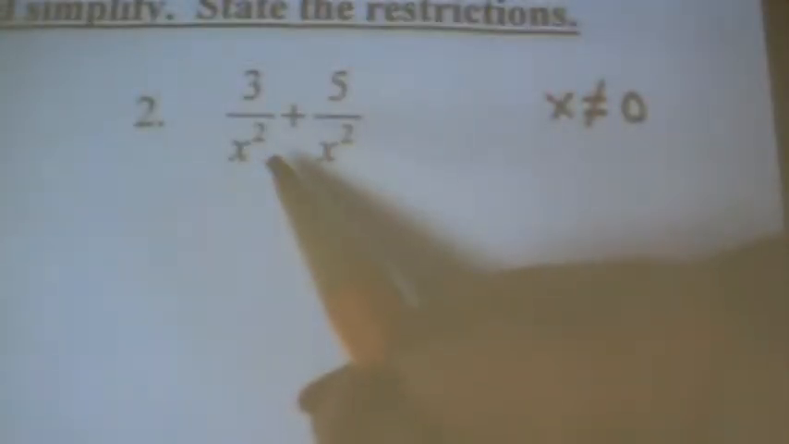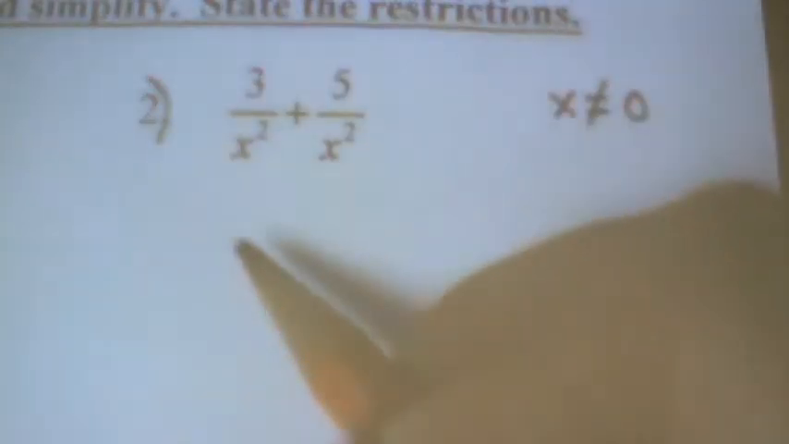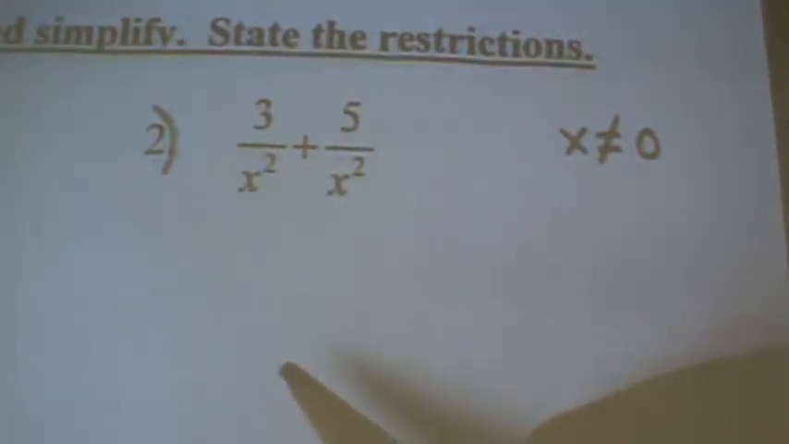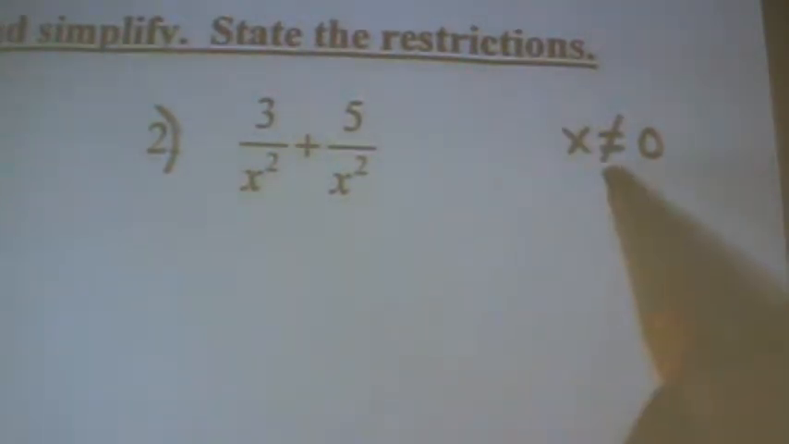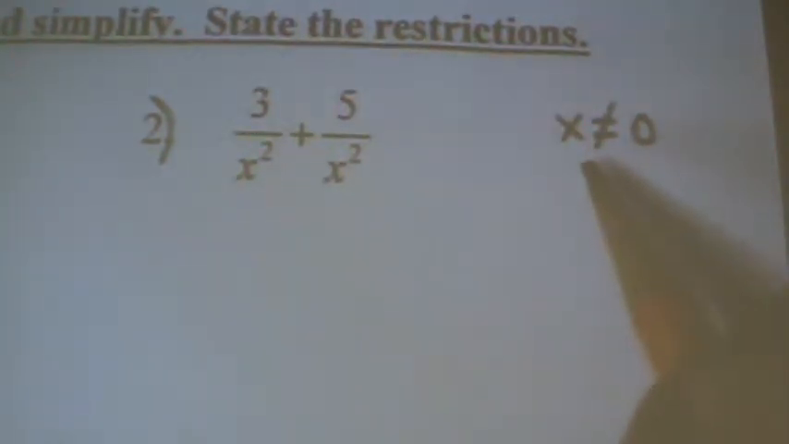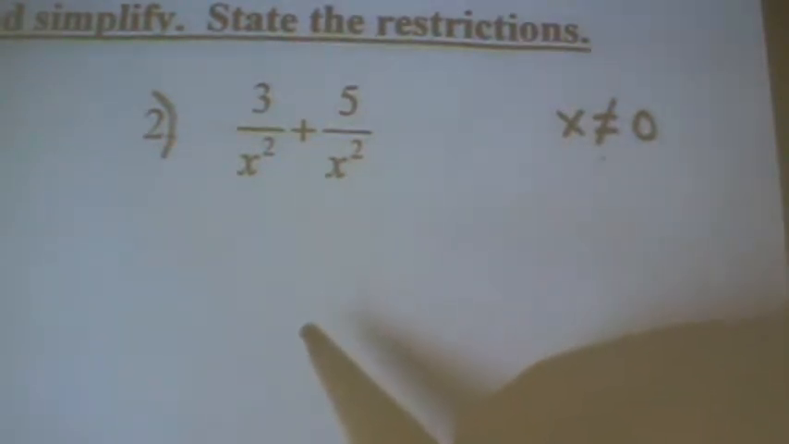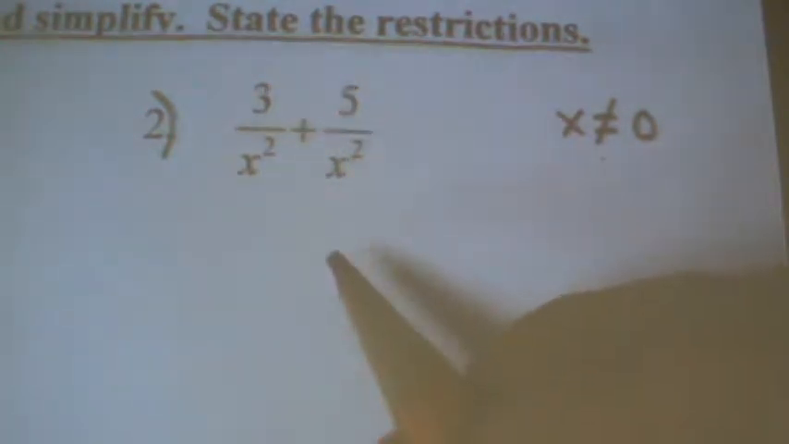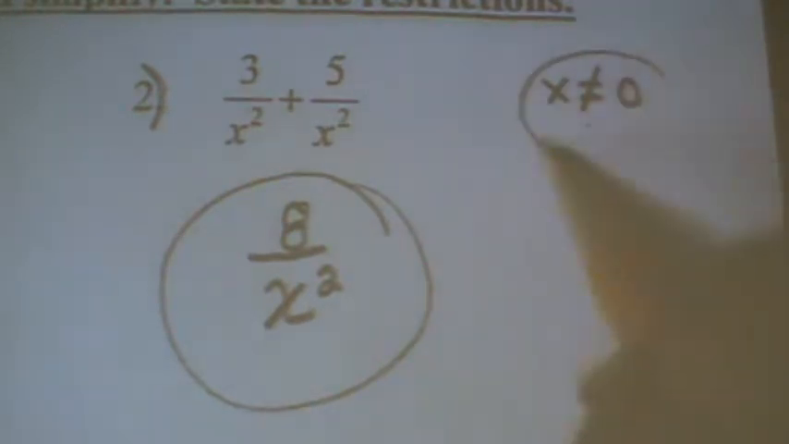Yes, you still have to do this. If x were 0, these fractions wouldn't exist. So that's the restriction. X cannot be 0. That's the only restriction that we have on this problem. So now how do you simplify adding 3 over x squared plus 5 over x squared? 8 over x squared. Good. Notice how we did not combine these exponents. Is there anything to simplify? No, it's done. So that's your answer and that's your restriction.